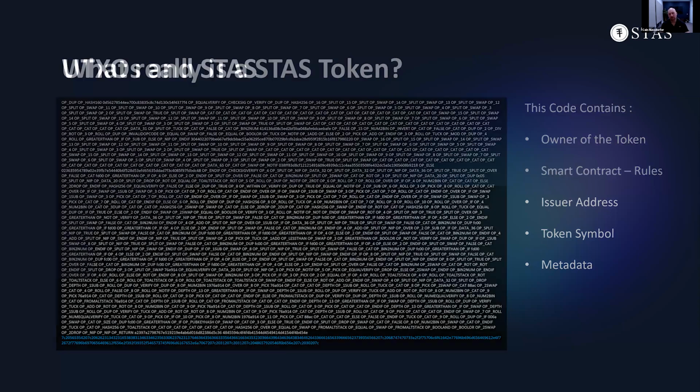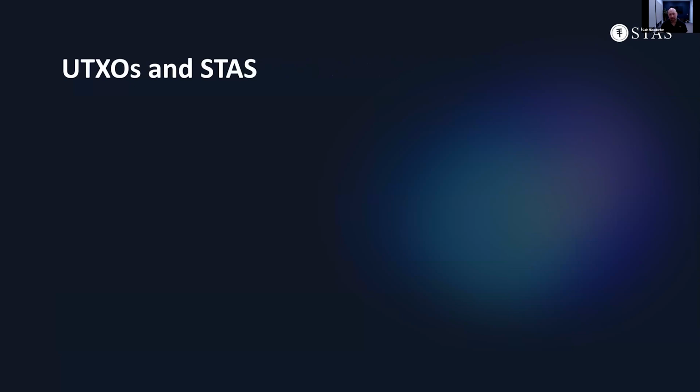So that sort of sums up the scary part, I think. And I think we should also cover UTXOs and STAS, because people are not always very familiar with UTXOs if they're coming from an account-based blockchain. UTXOs are basically the building blocks for transactions. UTXO stands for unspent transaction output. So it just means it's not spent yet.